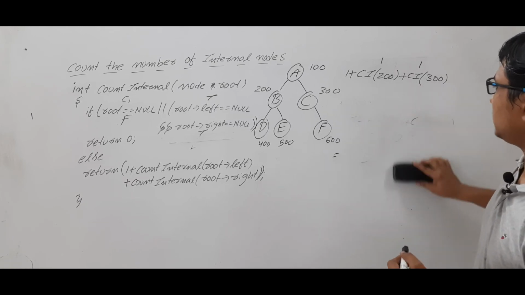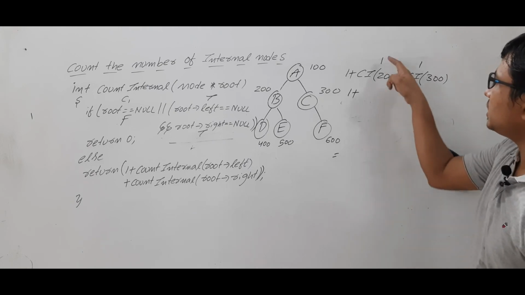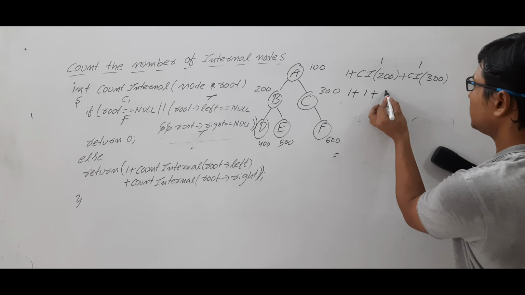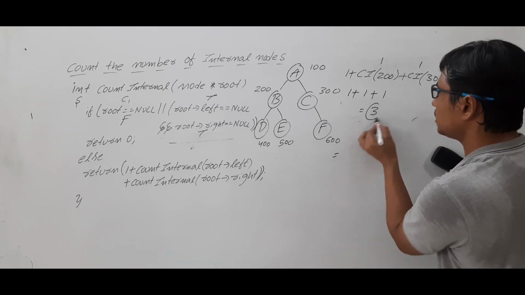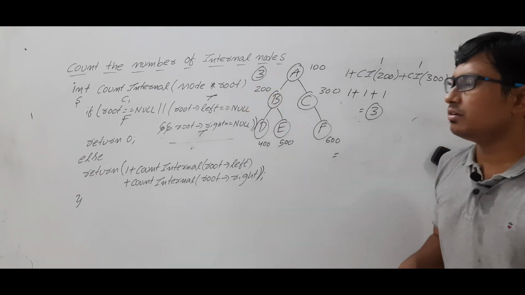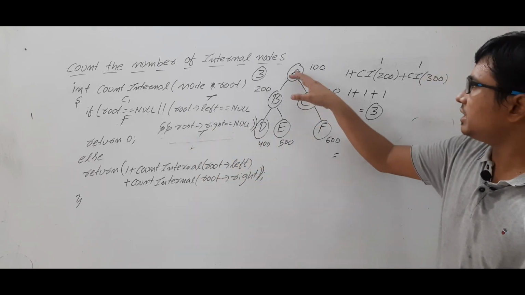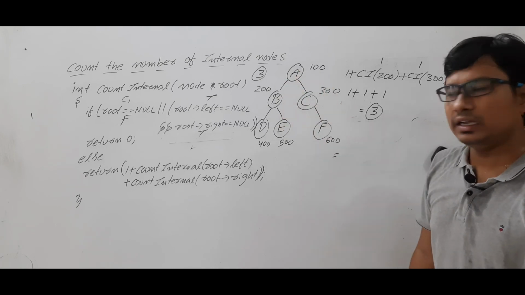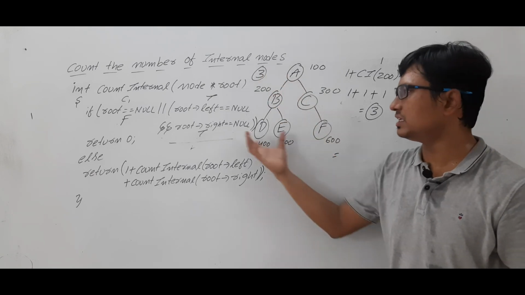Now if you look at here, we already have 1 plus count internal nodes 200 is returning the value 1. Count internal nodes 300 is returning the value 1. So 1 plus 1 plus 1 is equal to 3. So I got the number of internal nodes is 3 for this binary tree with this pseudocode. Check it, how many internal nodes are there? D, E, F are the leaf nodes, A, B, C are the internal nodes. So for this binary tree, the number of internal nodes is 3, so it is correct.